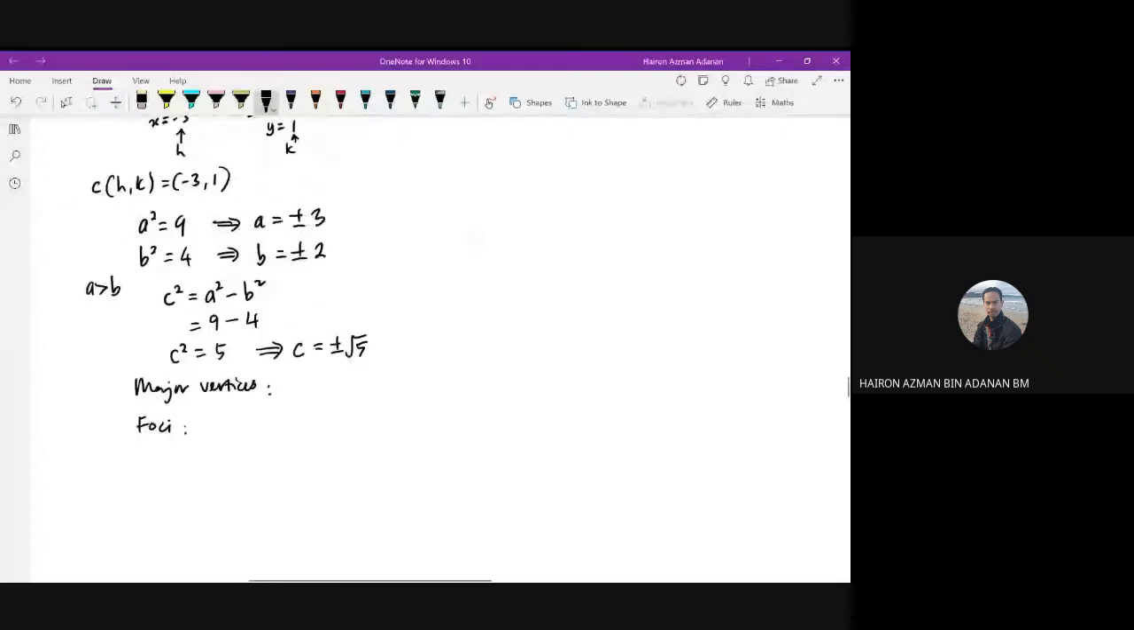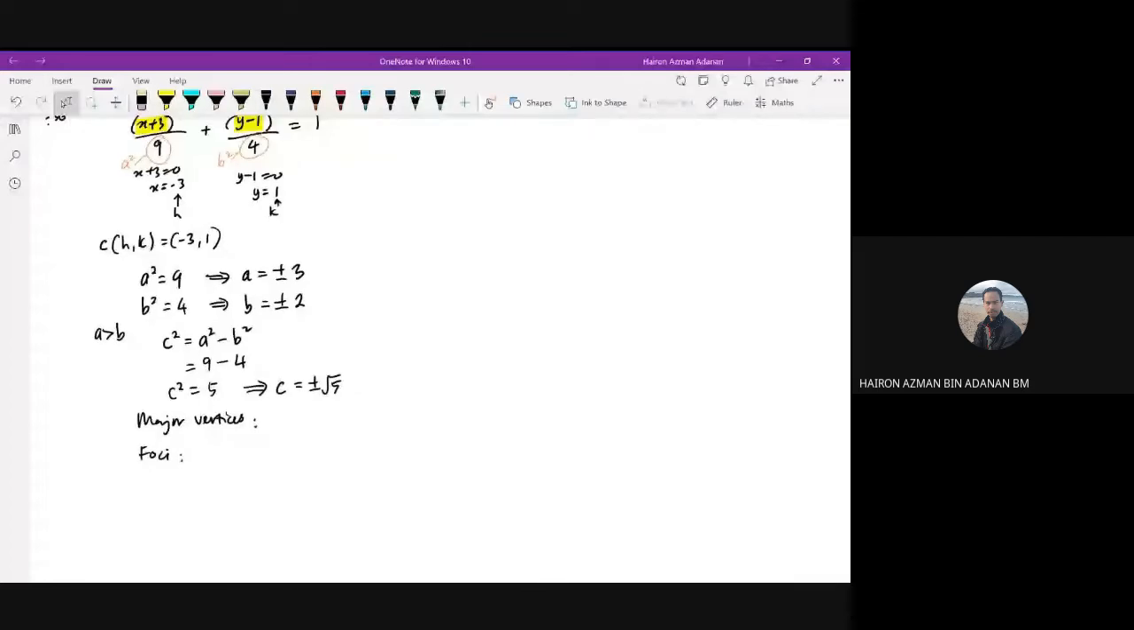I think to understand better, we sketch the graph. The value of x is negative 3, so x equals negative 3. I draw x equal to negative 3, and then I draw y equal to 1. This is your center, negative 3, 1. So where is your major axis? The major axis is y equal to 1.